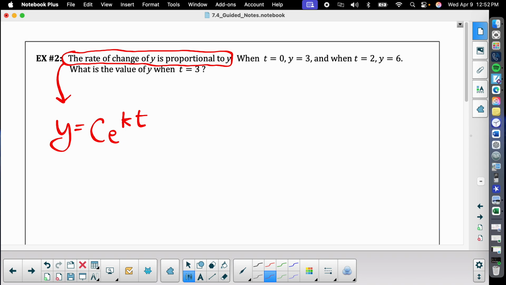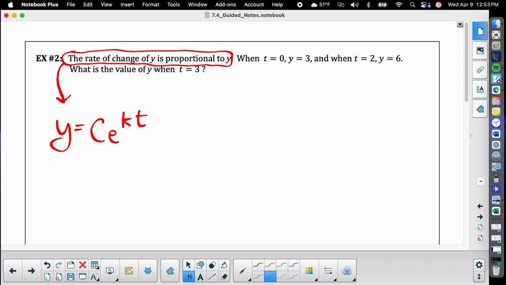And then normally we only had a single C in a problem, and so you were given a pair of numbers to figure out C. Like you were given X is 0, Y is 5, something like that. For us to be able to figure out C and K, we have to have two sets of numbers. So we kind of find them one at a time.